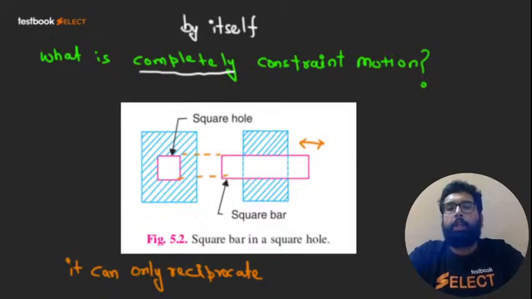Now I want to ask you, do you think any other external factor is involved here due to which it is having a constrained motion? Can you please tell me any other external factor involved which is making it constrained? Please answer me.